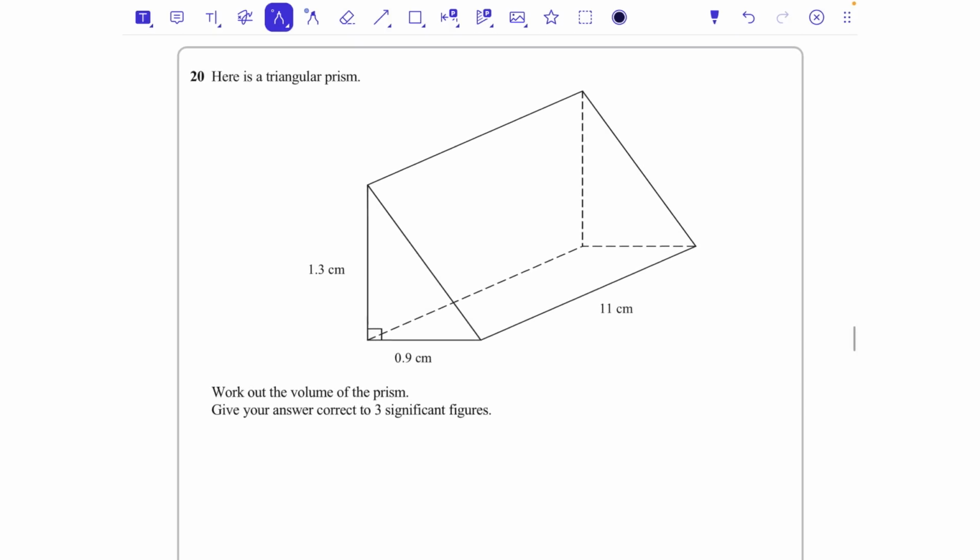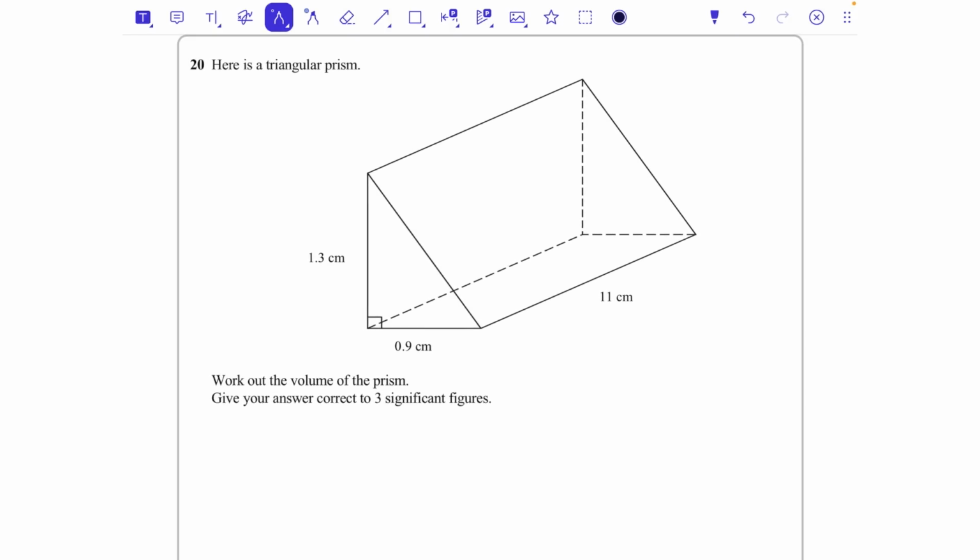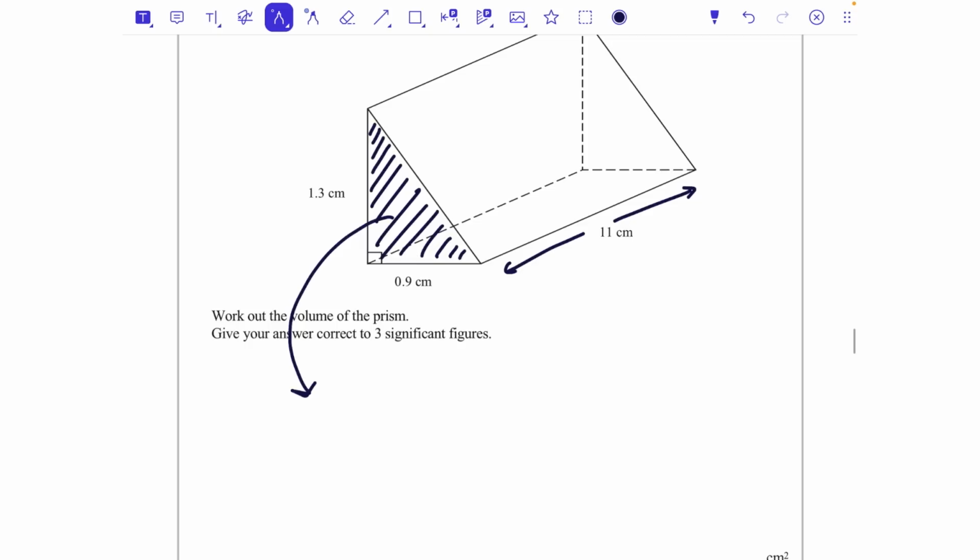Question number 20. Here is a triangular prism. Work out the volume of the prism. Give your answer correct to 3 significant figures. So volume of a prism is the area of the cross-section multiplied by how far back it goes. So first thing I'm going to do is get the area of this triangle. To work out the area of a triangle, we do base times height divided by 2. Don't forget to divide by 2.